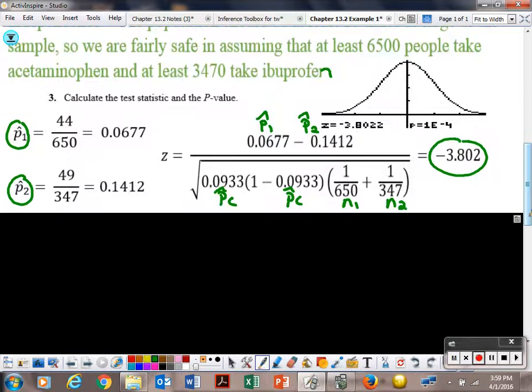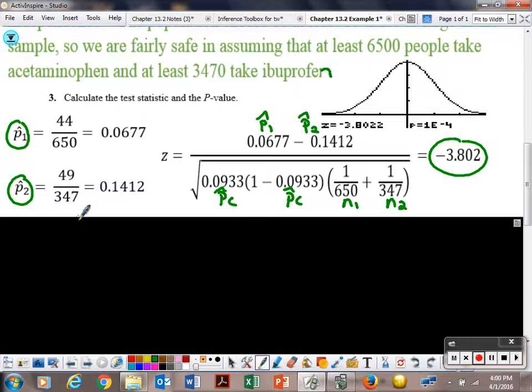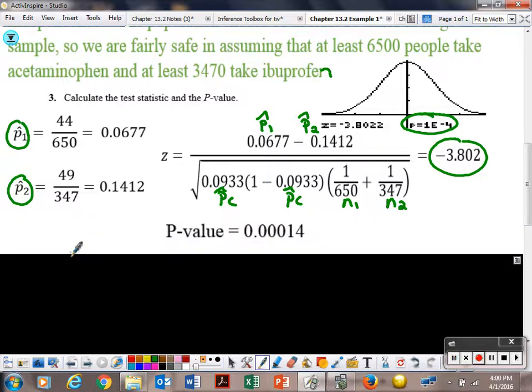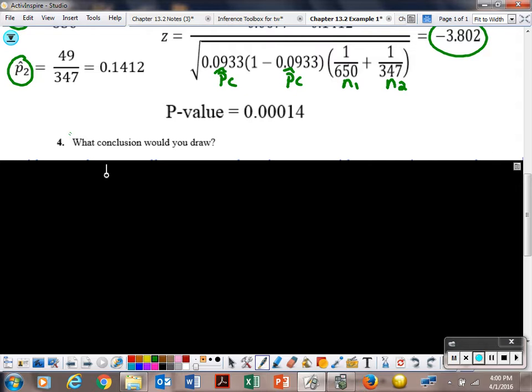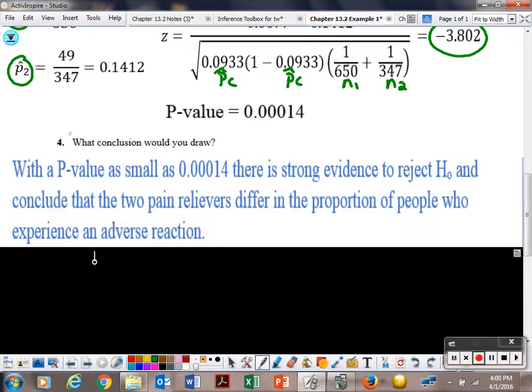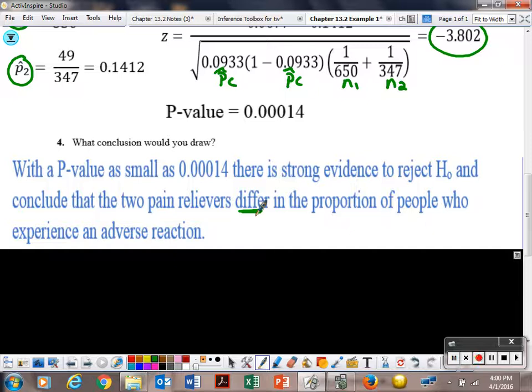Okay, the calculator also gave you the p-value. Now you'll notice that from the picture, we have 1e negative 4. Don't forget what that means. That simply means move the decimal 4 places to the left, so the p-value is 0.00014. Obviously, that is very, very small. So it is significant. With a p-value as small as 0.00014, there is strong evidence to reject the hypothesis and conclude that the two pain relievers differ in the proportion of people who experience an adverse reaction.